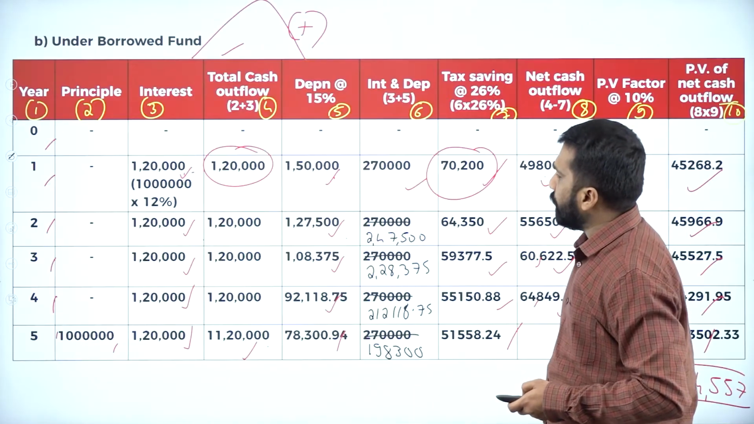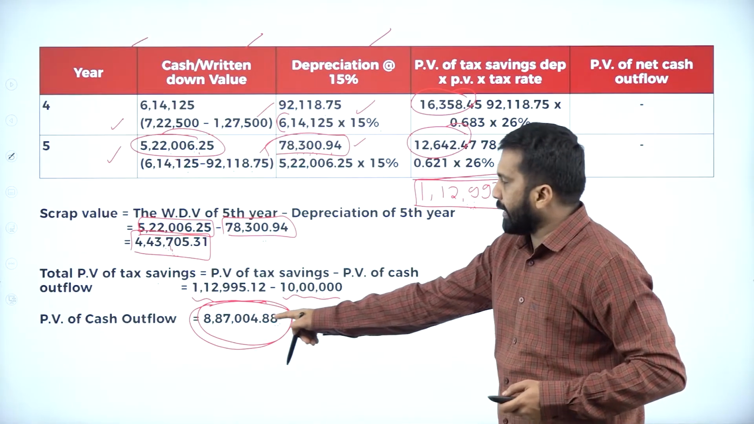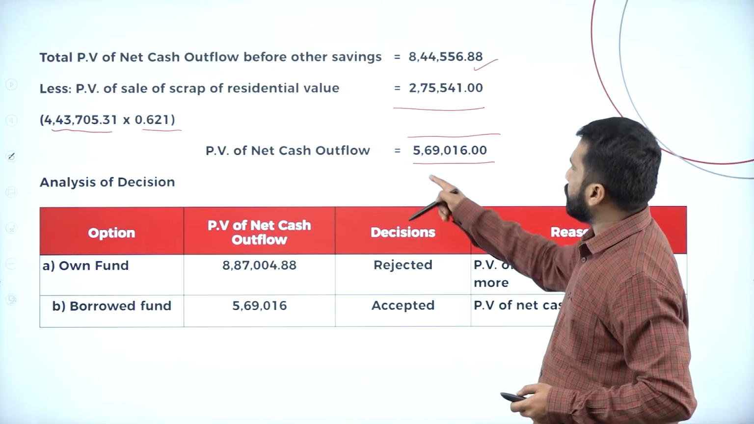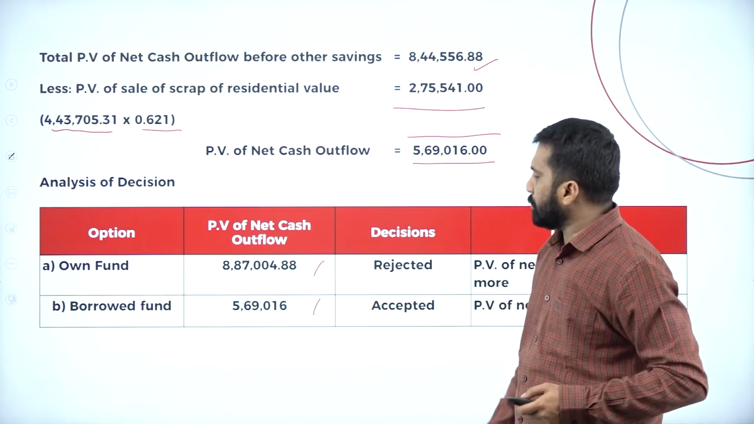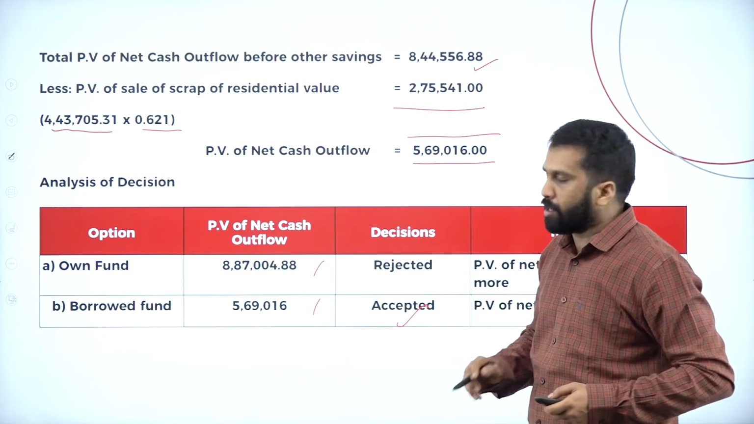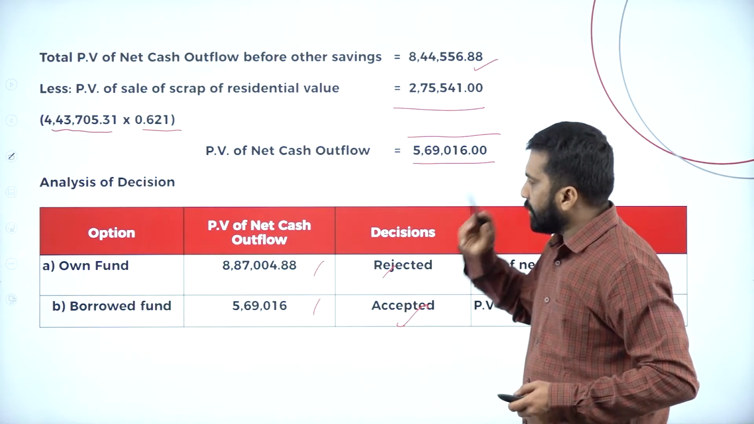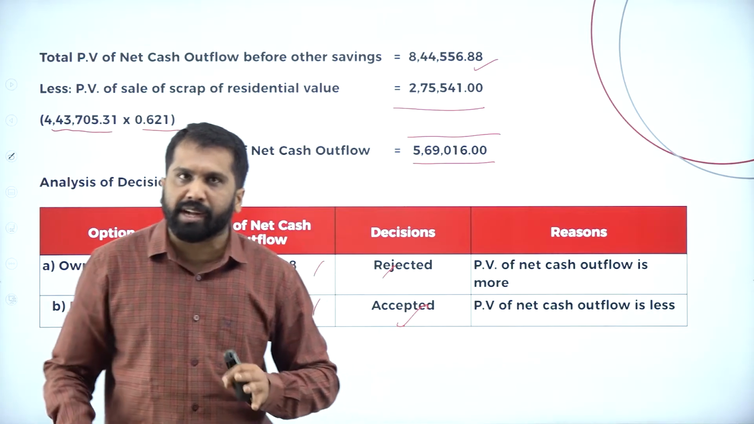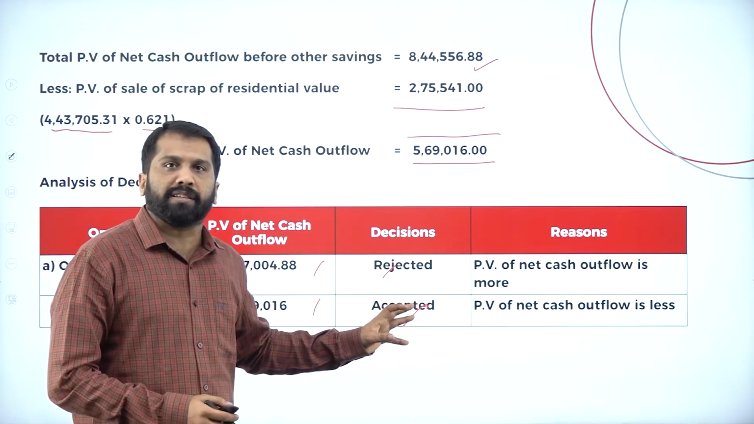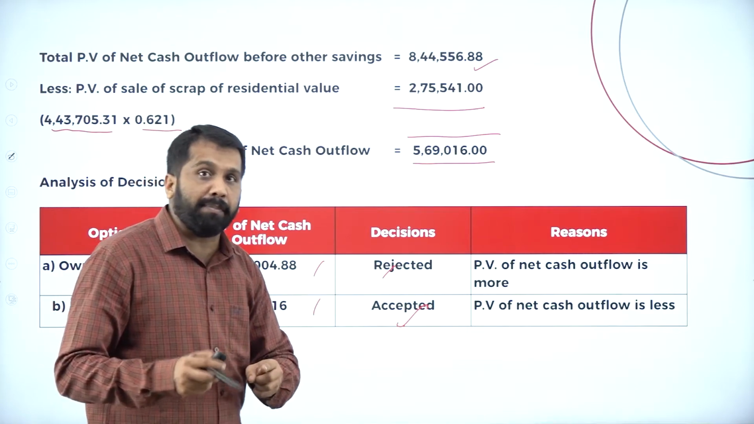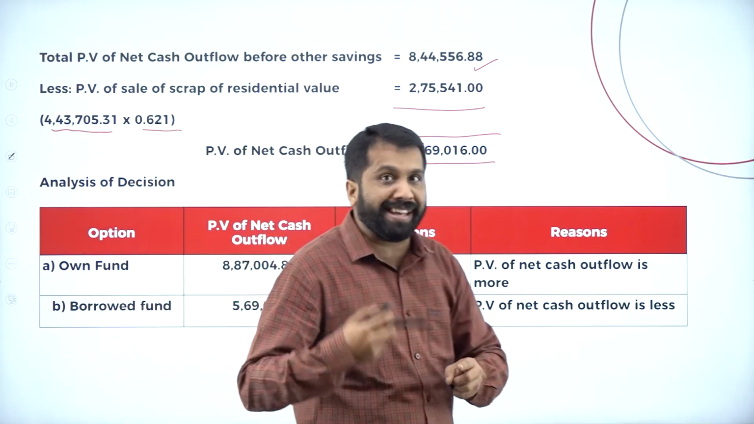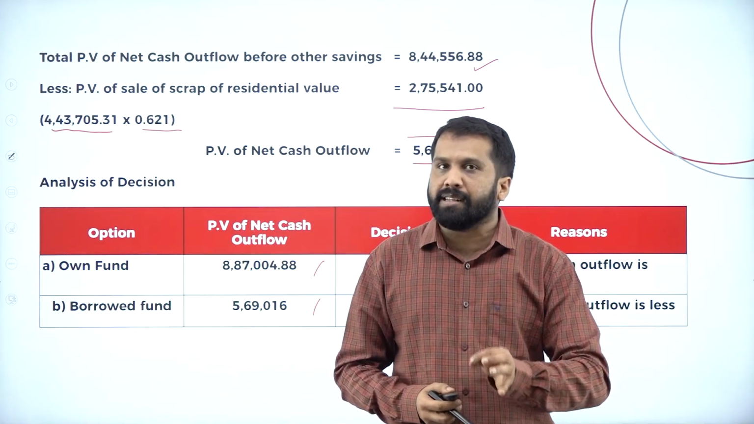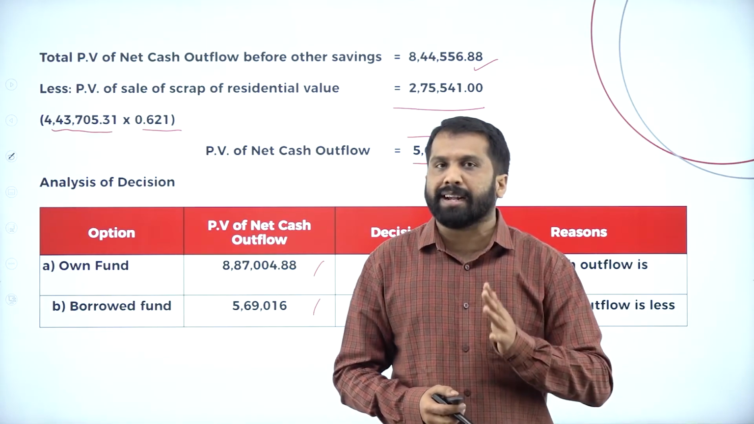If you go to borrowed fund, own fund, 8,87,000. If you go for lease fund, 5,69,000. Which is better? This is. Which is not good? This one. Accepted? Rejected. This problem, just one problem you will not understand. You may have little confusion in this. That's why the same problem you are supposed to work out again and again. Unless and until you practice, you will not understand this problem.